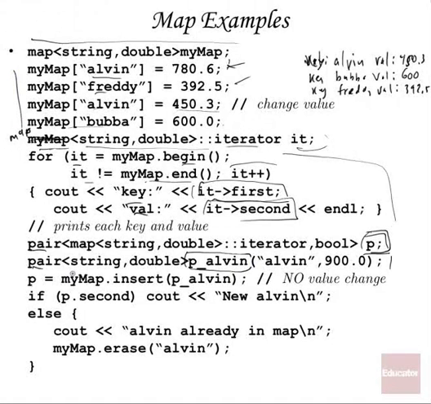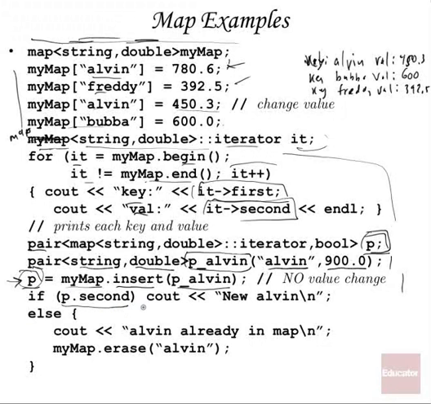So we have a pair consisting of a string and double, which matches the string and double of our map as a pair, and we'll initialize that pair to a string value for the key and a double value for the value. So here's the actual insert statement right here. So P will accept the return, we'll have my map insert this value, and it will not change the value because Alvin is already in there. So we'll find out that this insert failed by checking the second half of our return P.